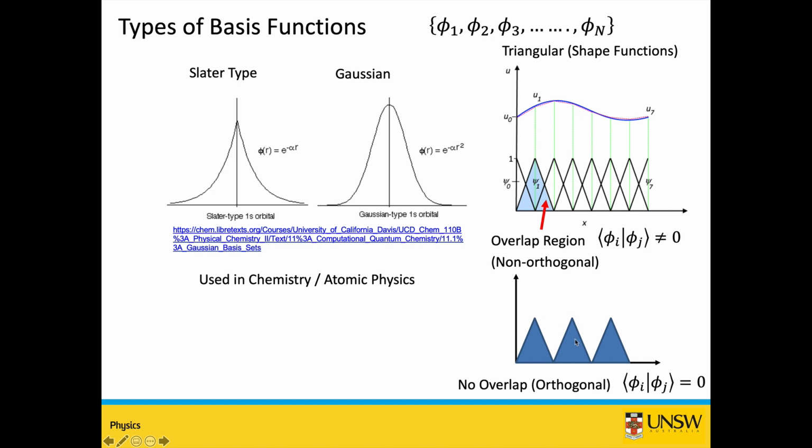But you can also have orthogonal basis functions, which in this case you see that there is no spatial overlap between two adjacent triangles. So if you integrate these basis functions over space, you get 0.